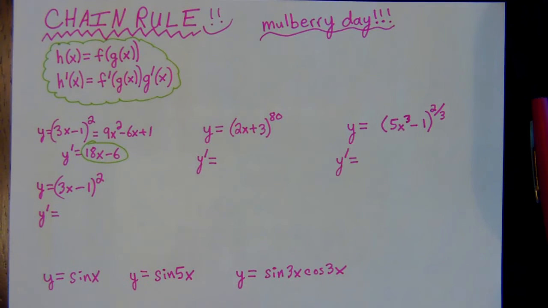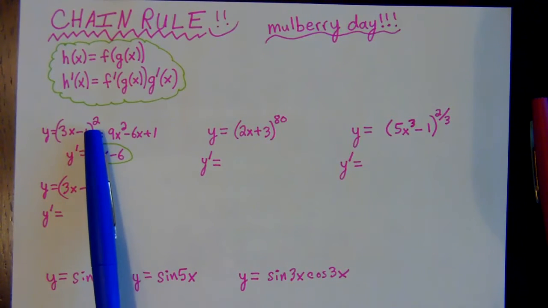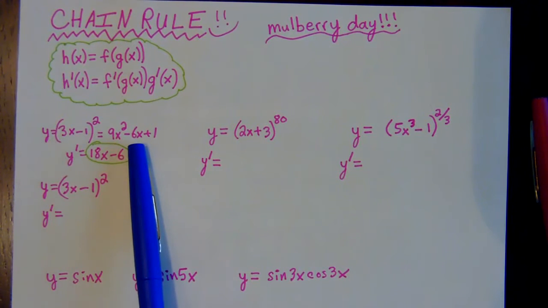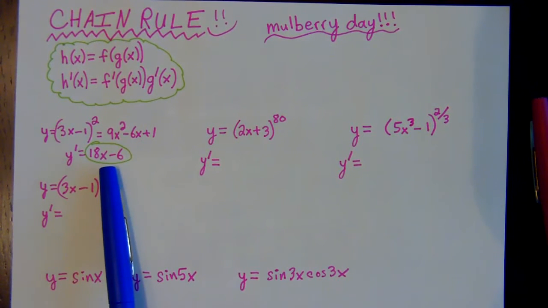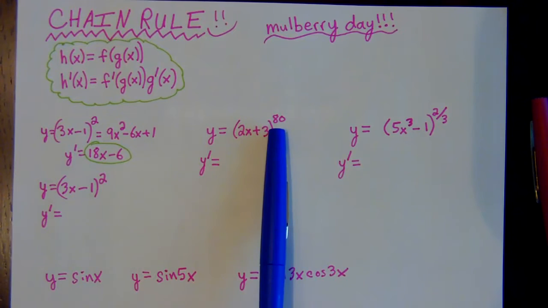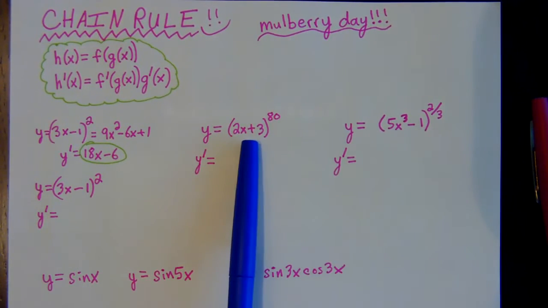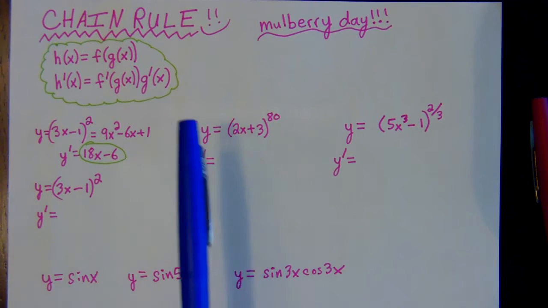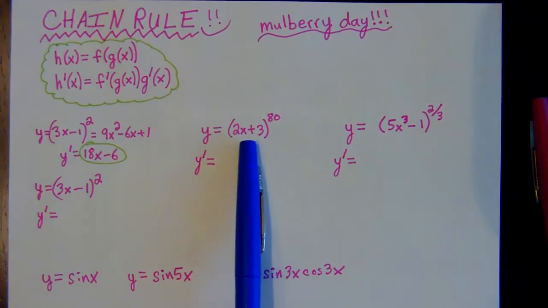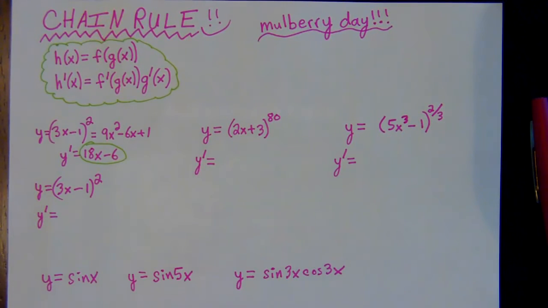Here's how powerful this thing is. If you're going to square a binomial, you could actually multiply it all out, take the derivative, right? But if you have to raise it to the 80th power, or if you have something like this to the 2/3 power, you can't multiply that out, and you're not going to want to. So the chain rule concept is going to take care of this derivative for us in a matter of seconds.